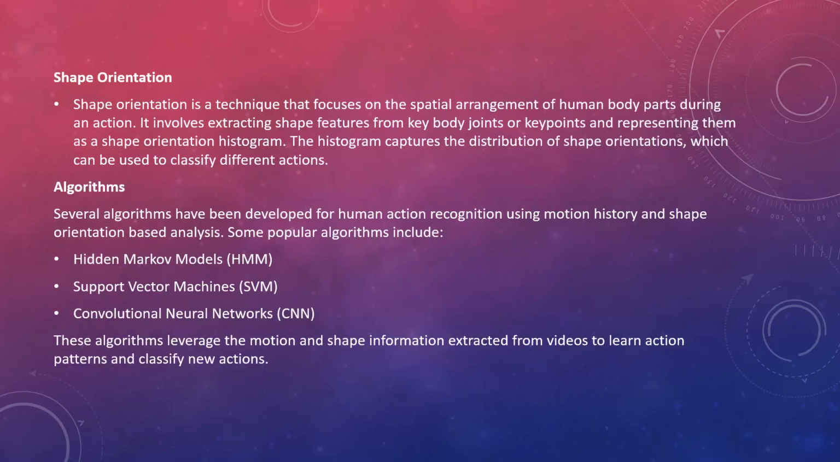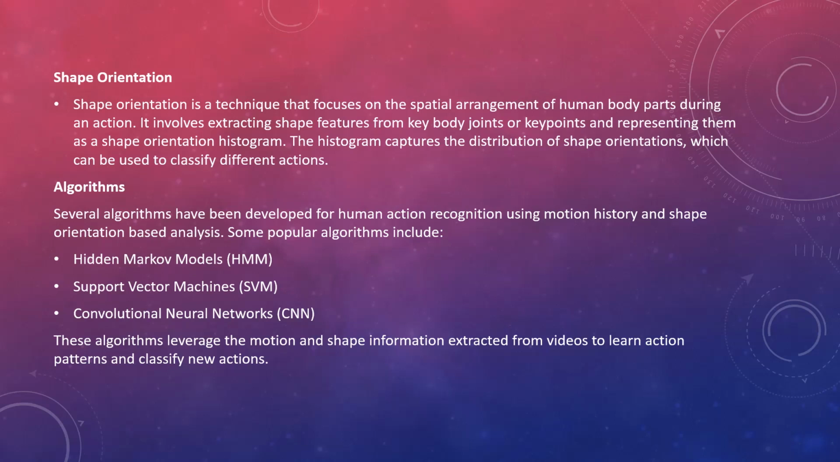Shape orientation is a technique that focuses on the spatial arrangement of human body parts during an action. It involves extracting shape features from key body points, or key points, and representing them as a shape orientation histogram. The histogram captures the distribution of shape orientations, which can be used to classify different actions.